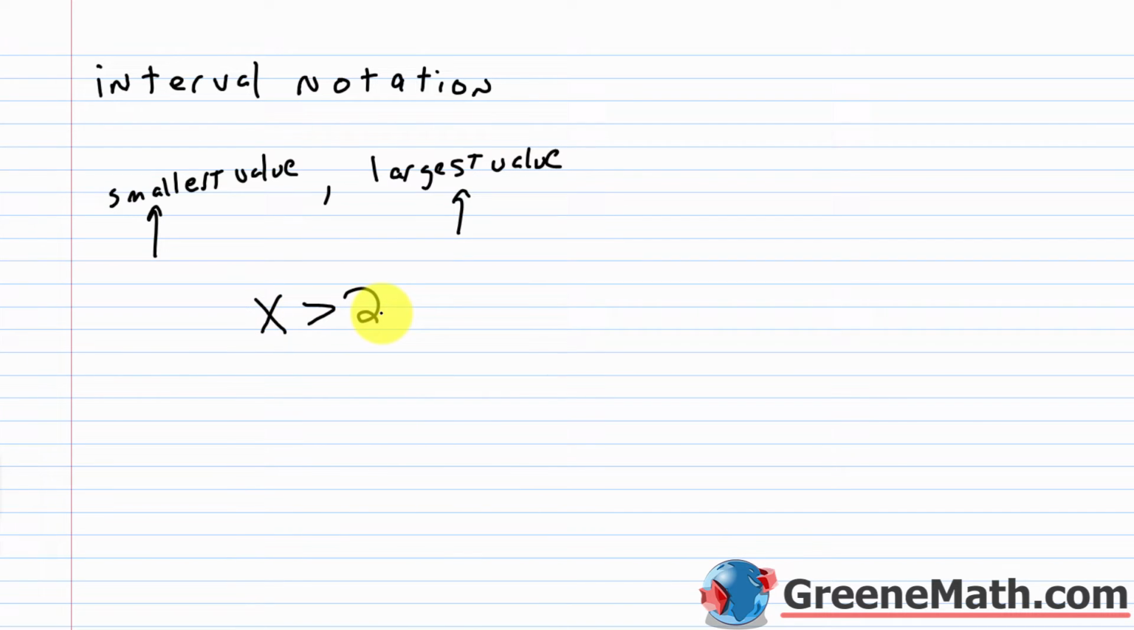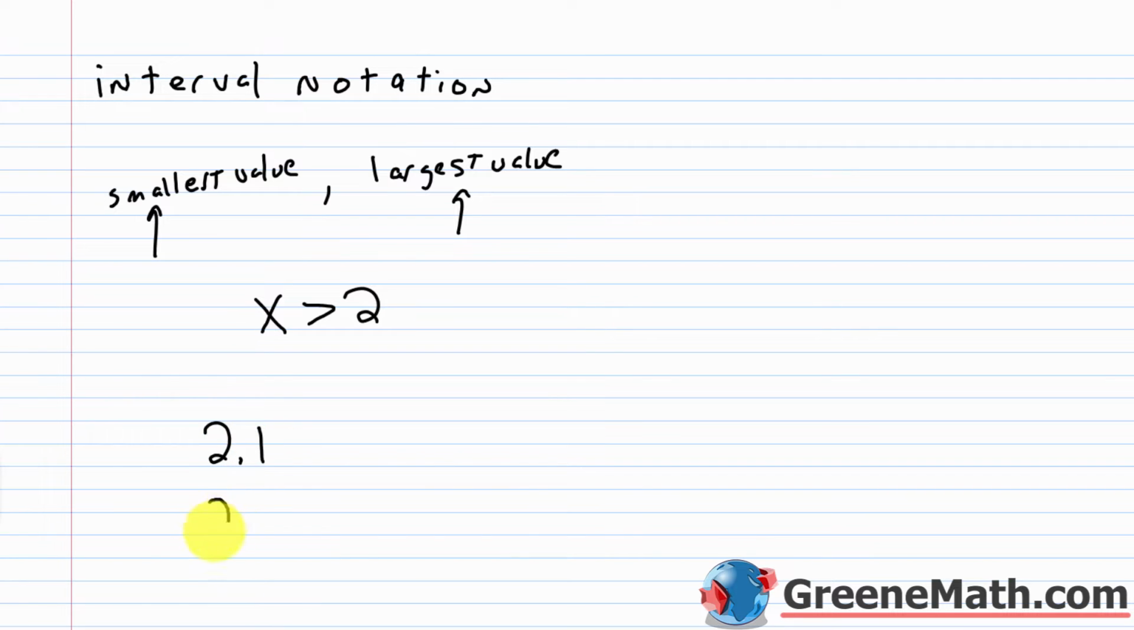This is what we saw before. If I want to use interval notation, what's the smallest possible value that x can take on? Well, it can't take on 2, but it could be anything larger than 2. If I think about what's the smallest number that you can think of that's larger than 2? Well, you might say, okay, 2.1.